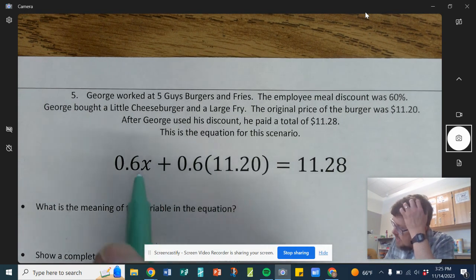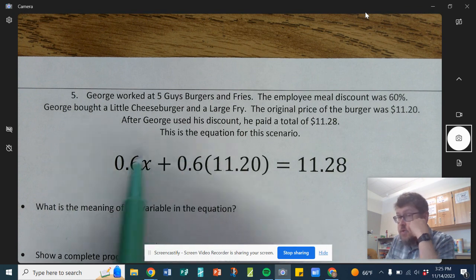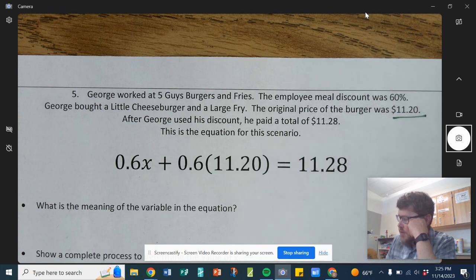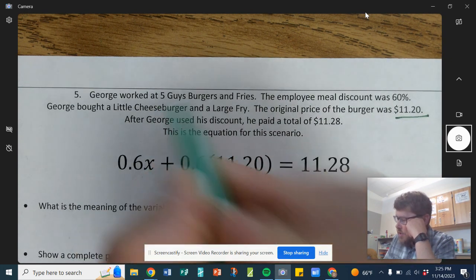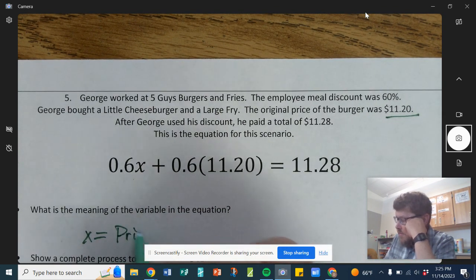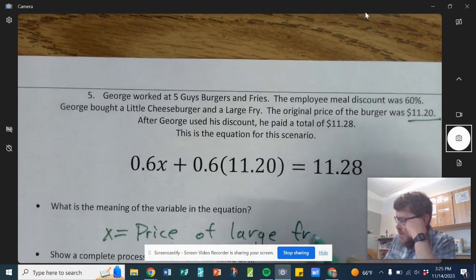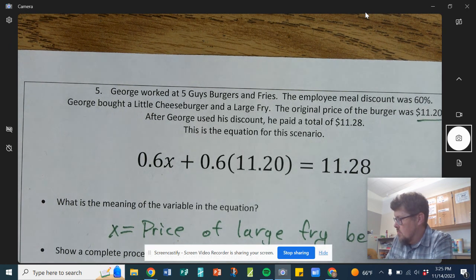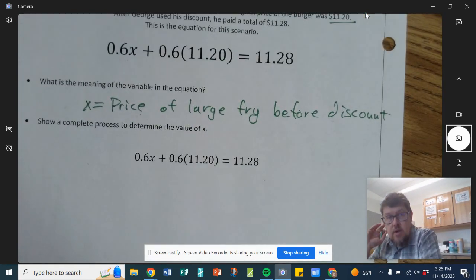If we just take a look at this right here, we can see that this 0.6 is the same in each circumstance, right? And this 11.20, well, I know that that is the price of the burger right here. So I can think, well, what else did the kid buy, right? He got a cheeseburger and a fry. So this x basically means the price of the large fry before the discount.